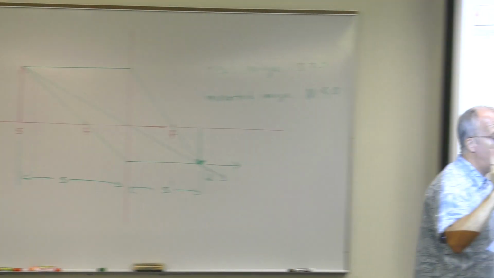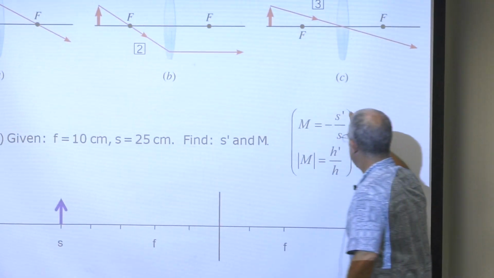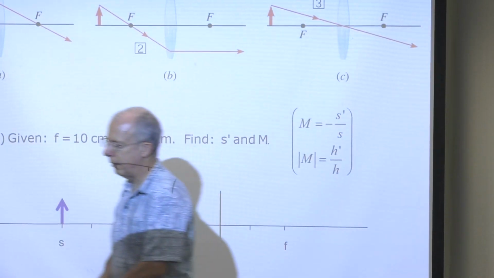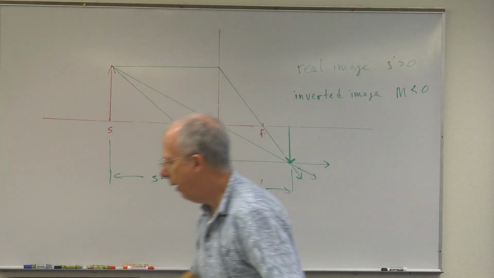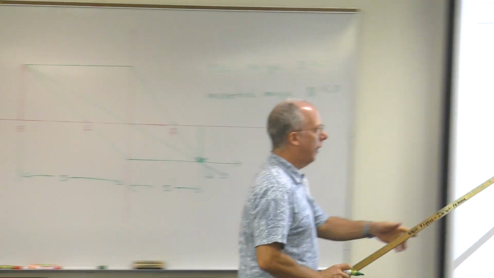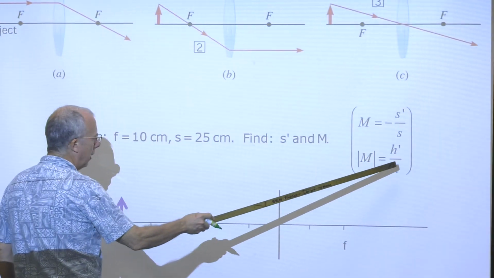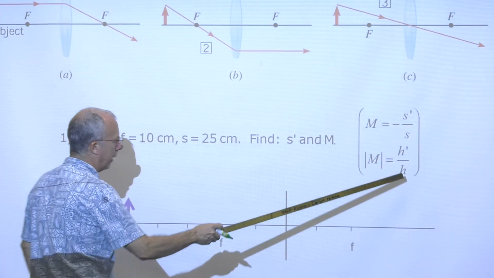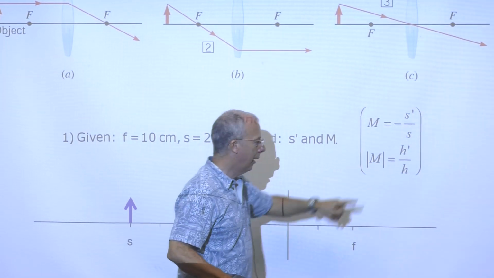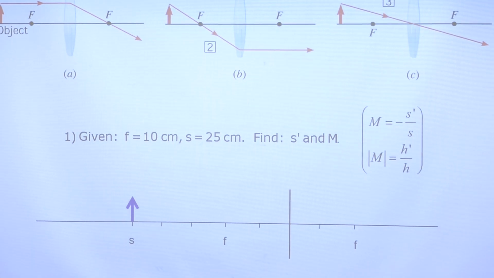So there's really 2 ways of calculating the magnification. This is the easiest one, but you can do this one too. Let's do that one. So that one, you really need graph paper, and you need to be careful. This is the height of the image divided by the height of the object. And this is only absolute value, right? So this doesn't tell you if it's inverted or not.